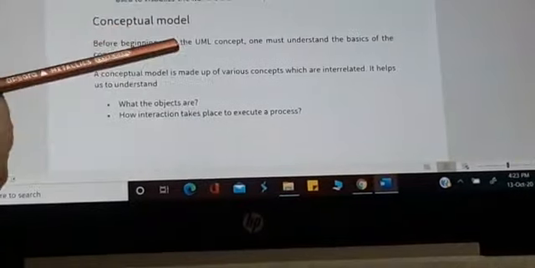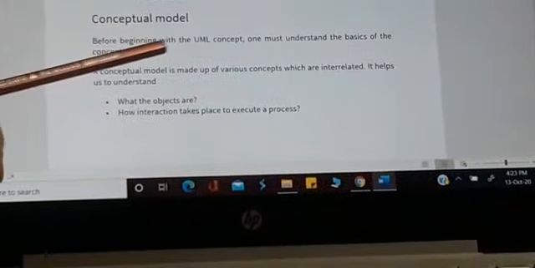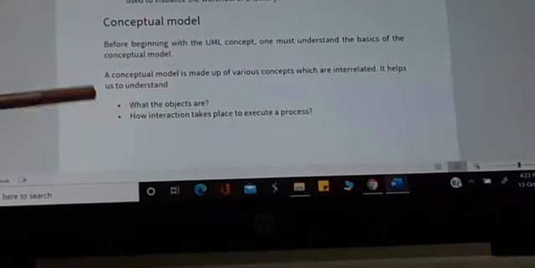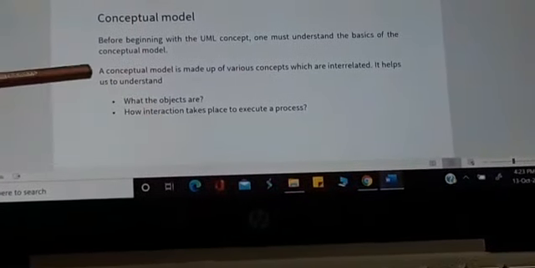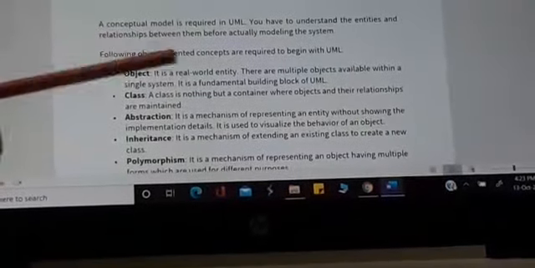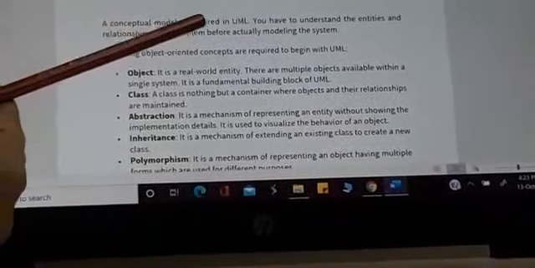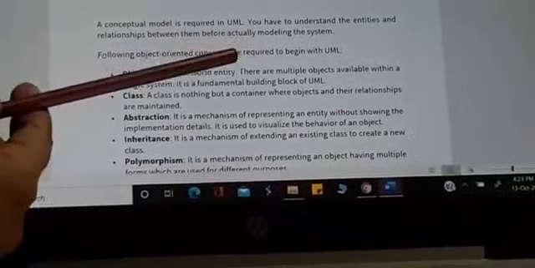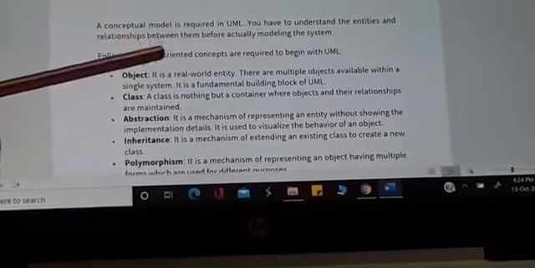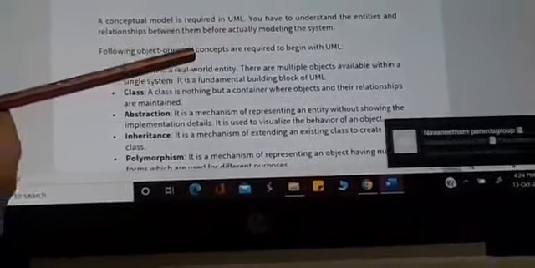Next we are going to see about the conceptual model. Before beginning with the UML concepts, one must understand the basics of the conceptual model. It is made up of various concepts which are interrelated. It helps us to understand what the objects are and how interaction takes place to execute a process. This conceptual model is required in UML. So we have to understand the entities and the relationships between them before actually modeling the system.